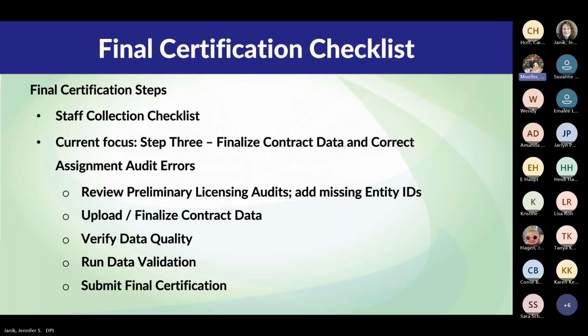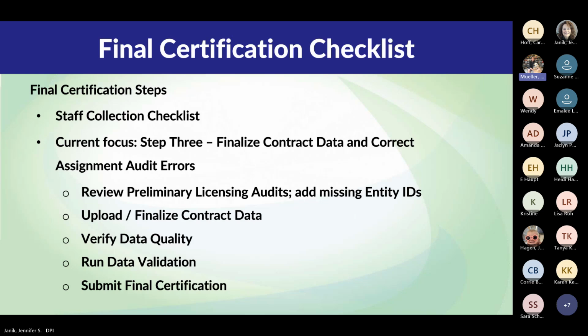Our current focus is the tasks contained within step 3, so finalize contract data and correct assignment audit errors. The individual tasks included in this section include reviewing your preliminary licensing audit results, uploading or finalizing your staff contract data, which includes salary, benefits, years of experience, reviewing and verifying the quality of your data, working through any system-generated data validation errors and warnings, and submitting your final certification. We'll review each of these tasks in the upcoming slides.